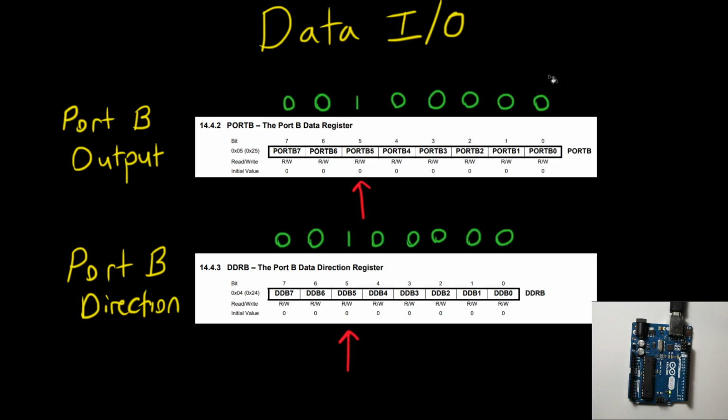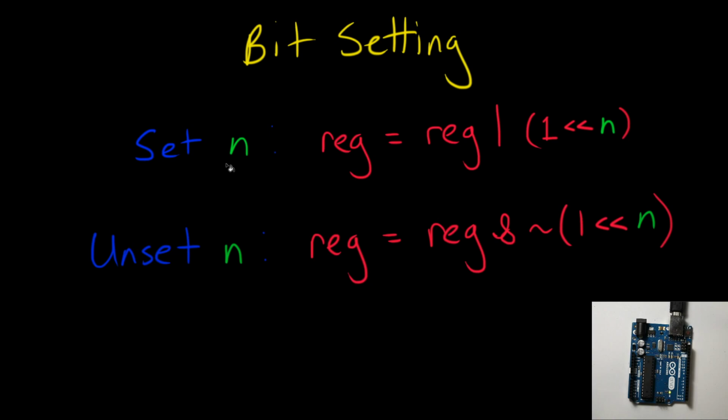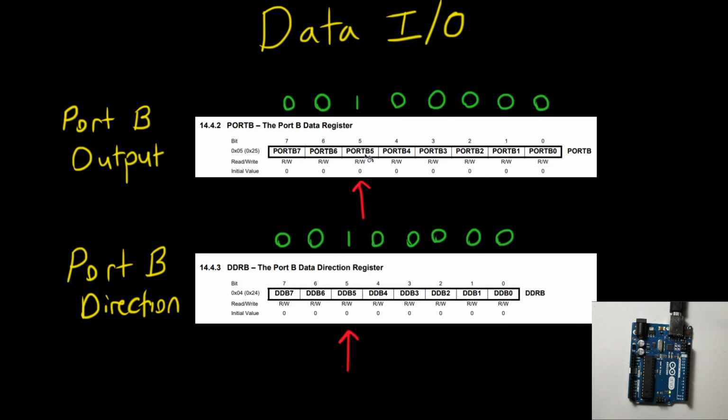Great, so how do we set a single bit in a register? This assumes that you know a little bit of bitwise math. To set bit n of something, we say that the register is equal to the register, so the current value, OR one shifted left by the bit number. So for example, if we want to set port B5, we're going to say that PORTB is equal to PORTB OR one shifted left by 5, because 1, 2, 3, 4, 5 gets us to this position.